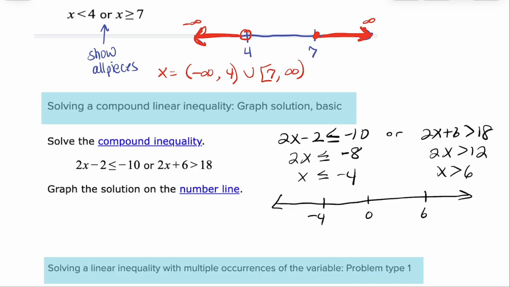Okay. So less than or equal to negative 4, I'm going to put a closed dot, shade to the left. It's heading to negative infinity. For greater than 6, I'm going to put an open circle and shade to the right. It's heading to positive infinity.